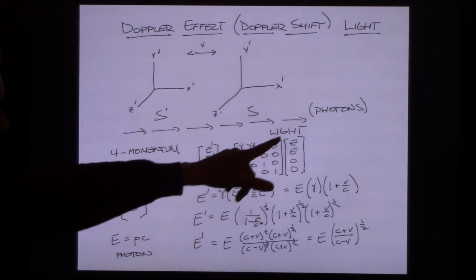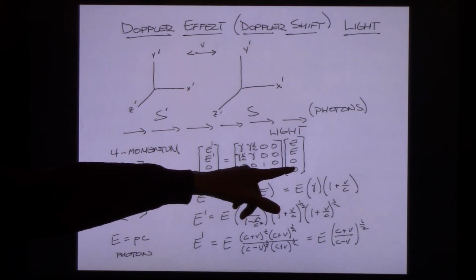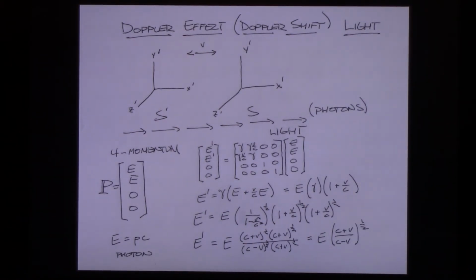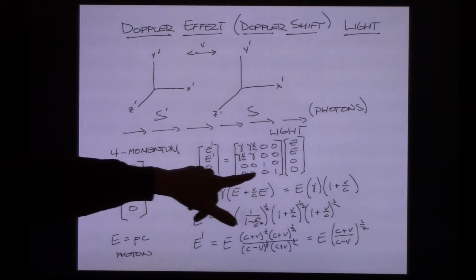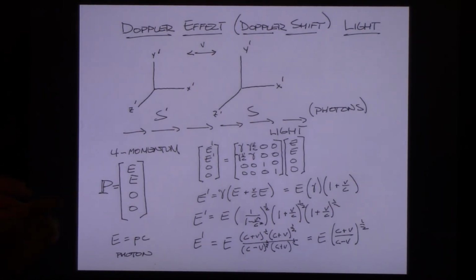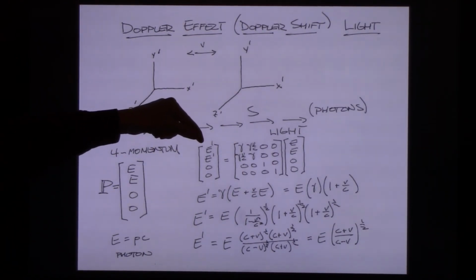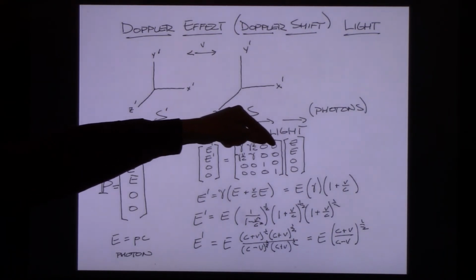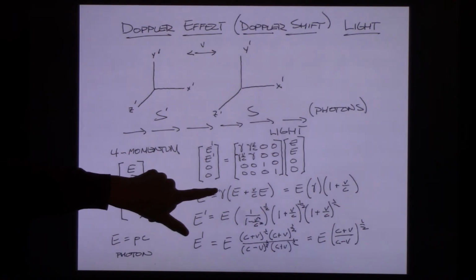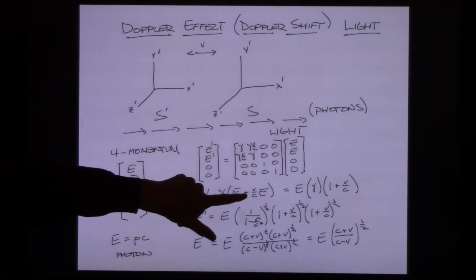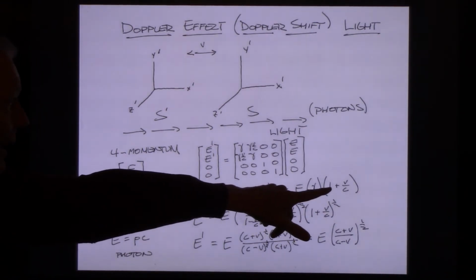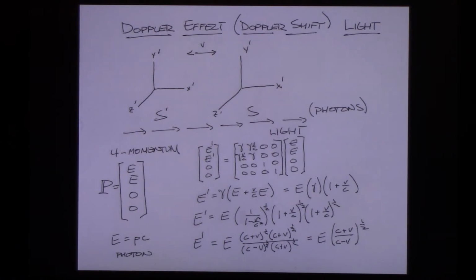So I'm going to write down the matrix, or the 4-vector, for my photons in frame S, and then I'll write down the 4-vector for my photons in frame S prime, and then I'm going to put the Lorentz transformation in between them, and then I'm going to cross my fingers and hope that the math works. So when I carry out the matrix calculation, I get E prime is equal to gamma times E plus gamma v over c times E. Now I can factor out the E. I still have a factor of gamma, and I have a factor of 1 plus v over c. Now, that seems to have worked.